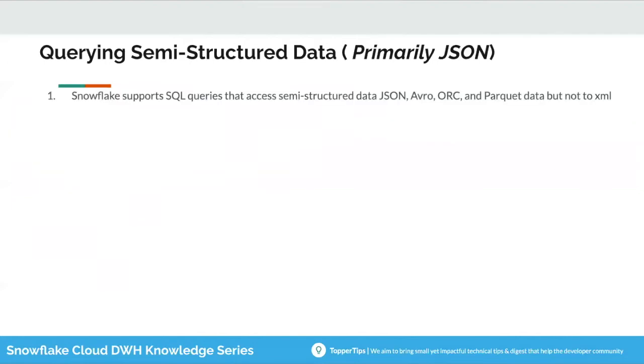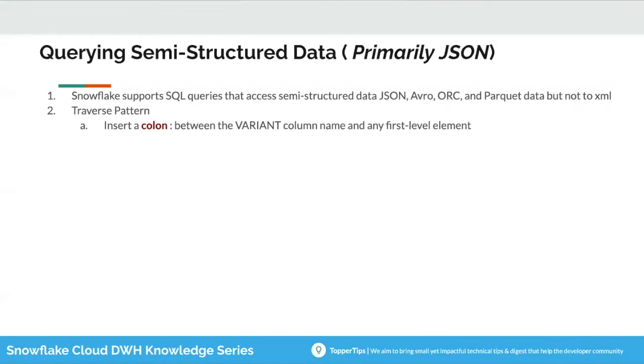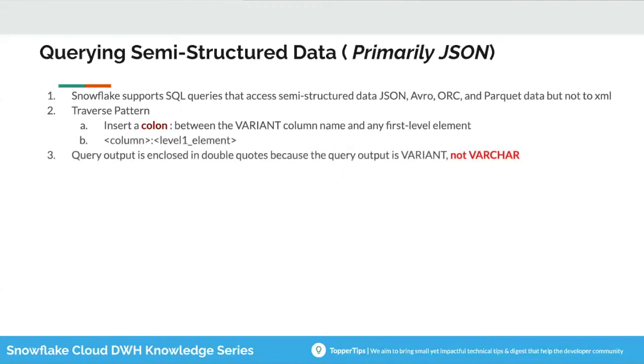Snowflake supports SQL queries that access semi-structured data like JSON, Avro, ORC, and Parquet, but not XML. Traverse pattern: insert a colon between the variant column name and any first level element. Example, column name and the first level element. The query output is enclosed in double quotes because the query output is variant and not a varchar. Operators like colon and subsequent dot or bracket always return variant values containing strings.